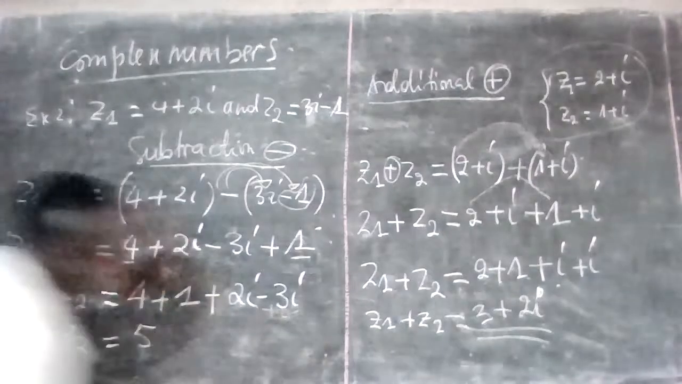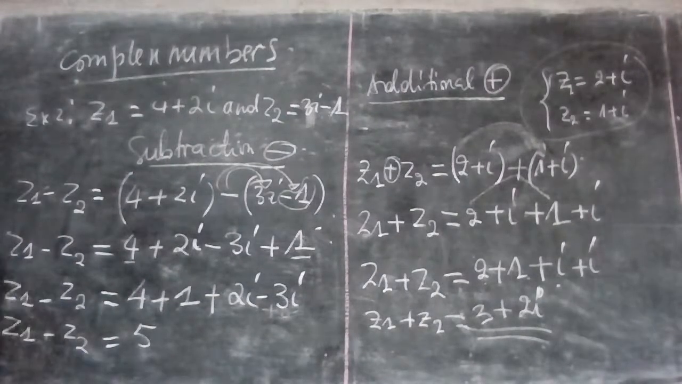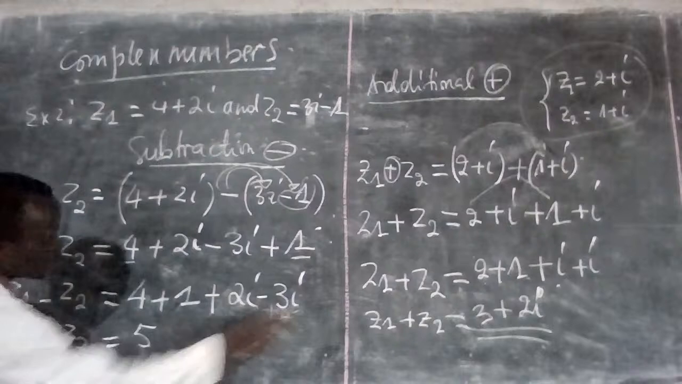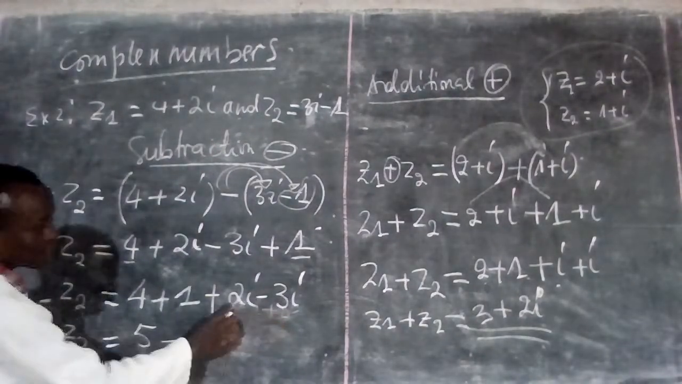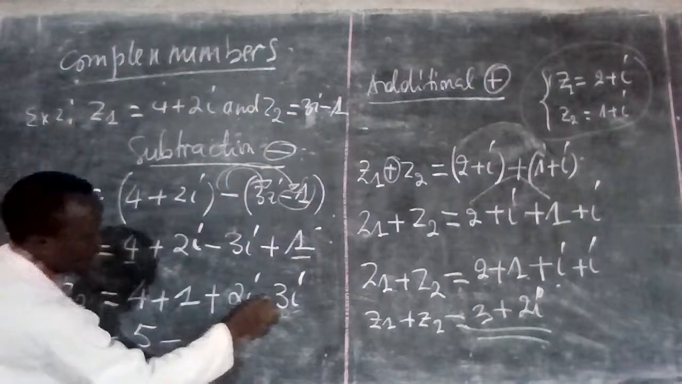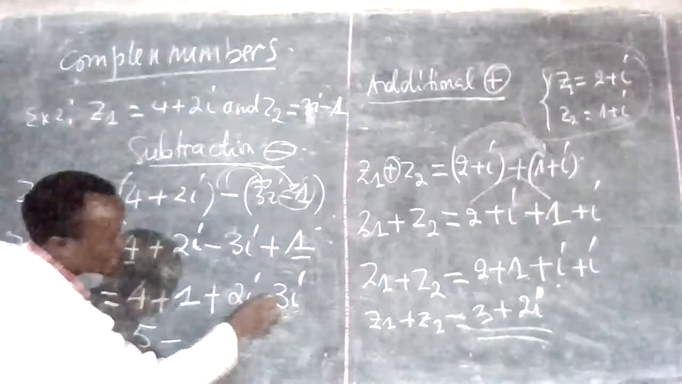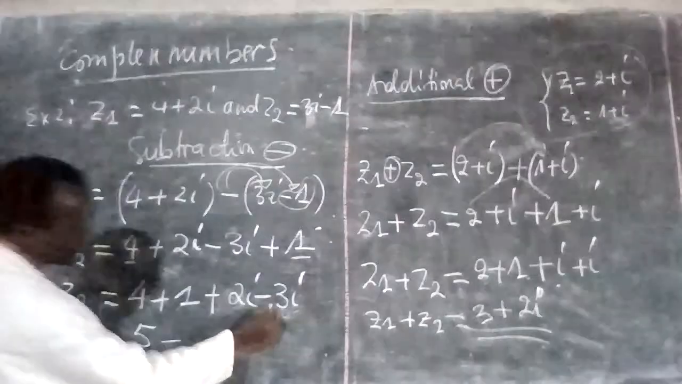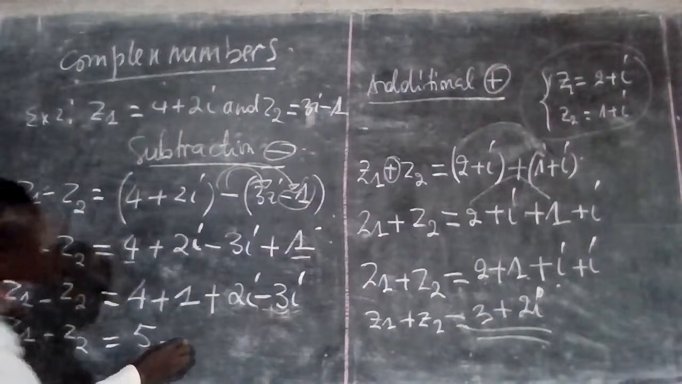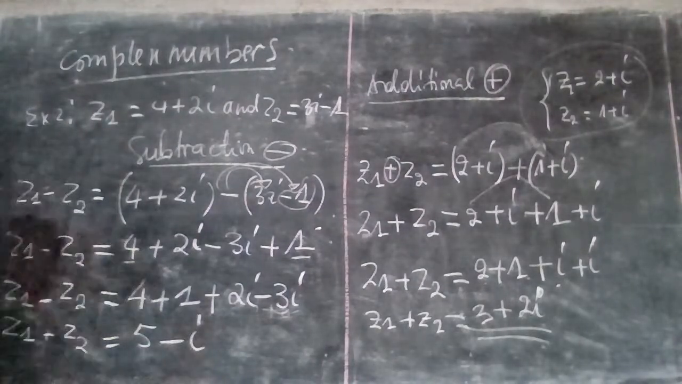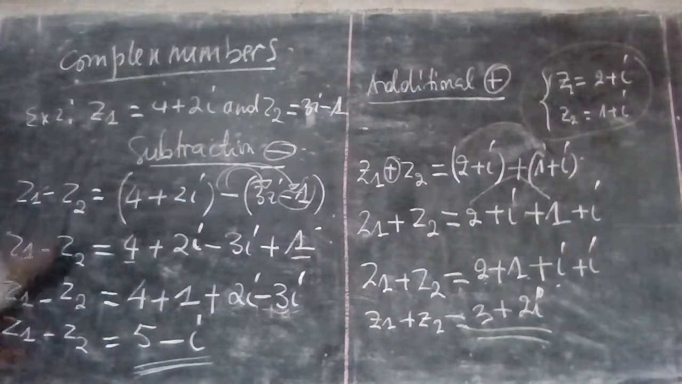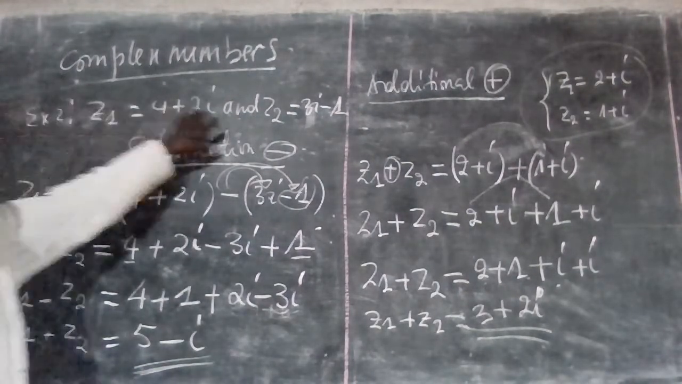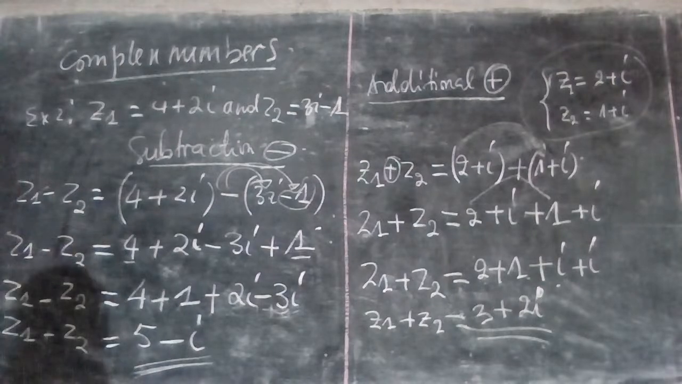Now we finally have 5 minus, because you have to subtract those two numbers and we write the sign which is on the biggest number. The biggest number is 3, it has minus i. Yes? This is the final answer about how to subtract complex numbers.